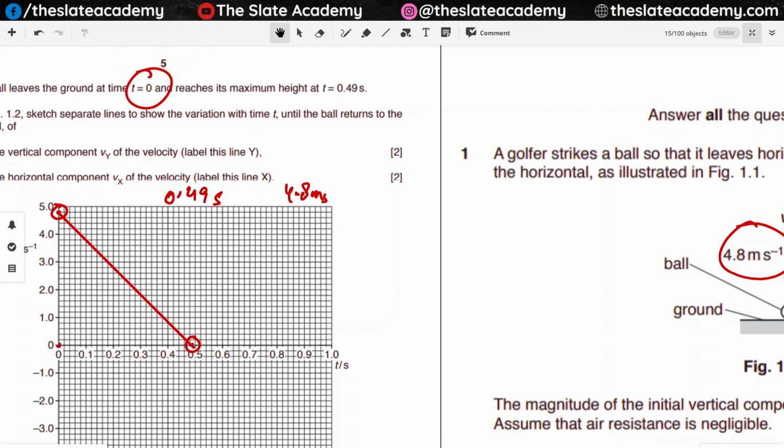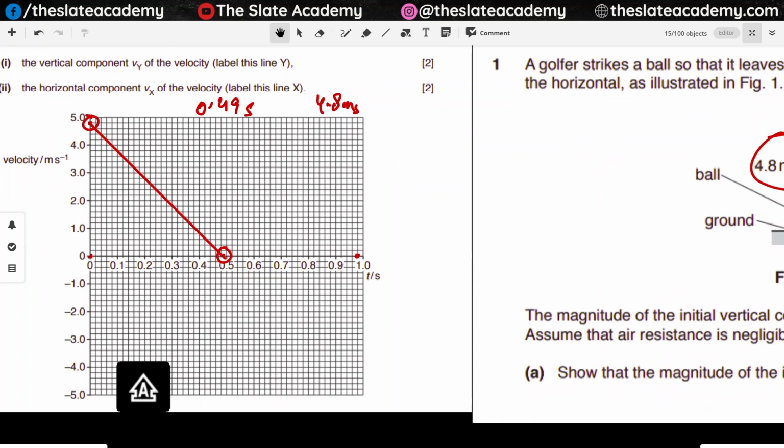Okay. So the next time that I have to note is 0.49 plus 0.49. It will be 0.98. So I'm looking over here, 0.98. At time 0.98, the velocity will again be 4.8, as we discussed. So 4.8 is over here.